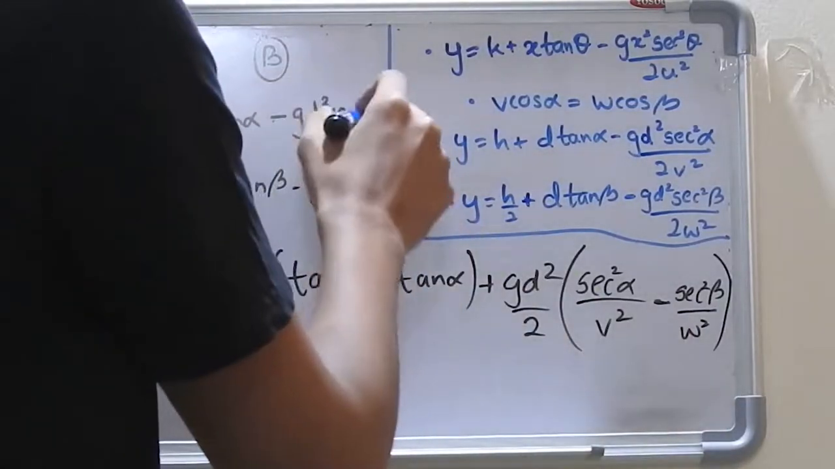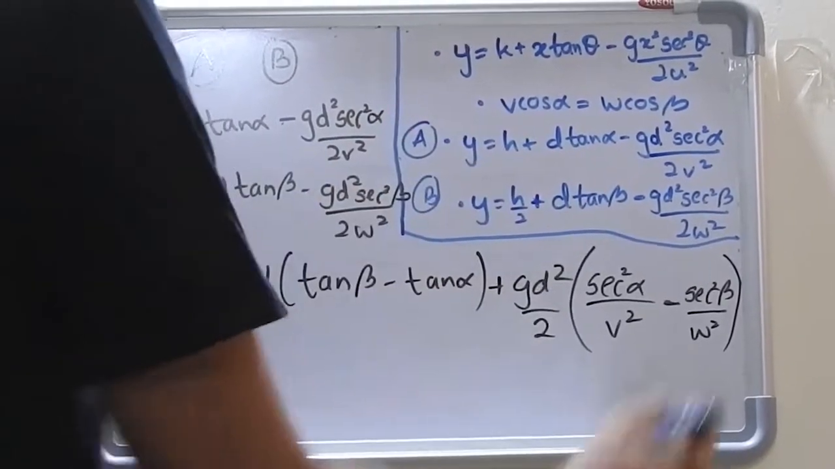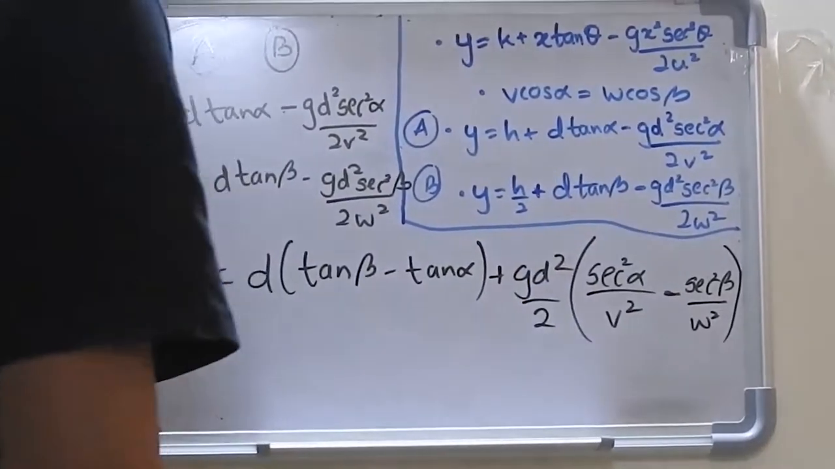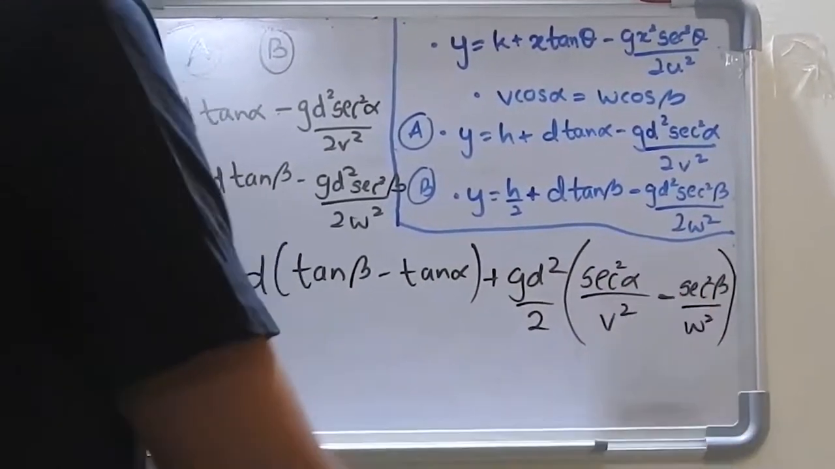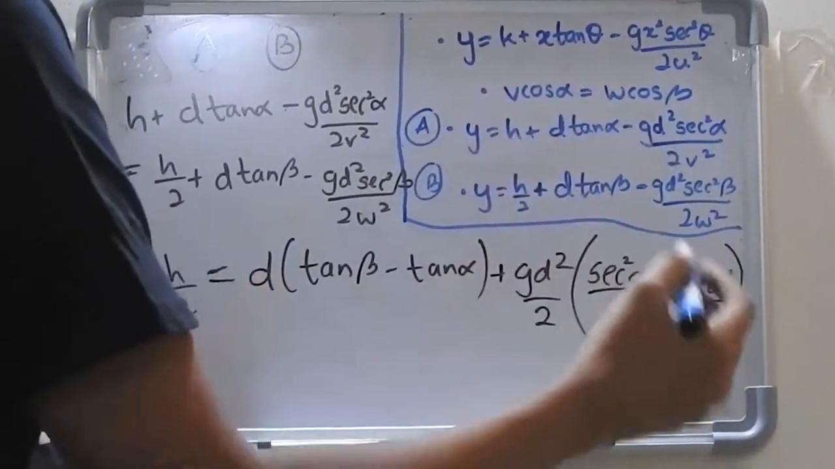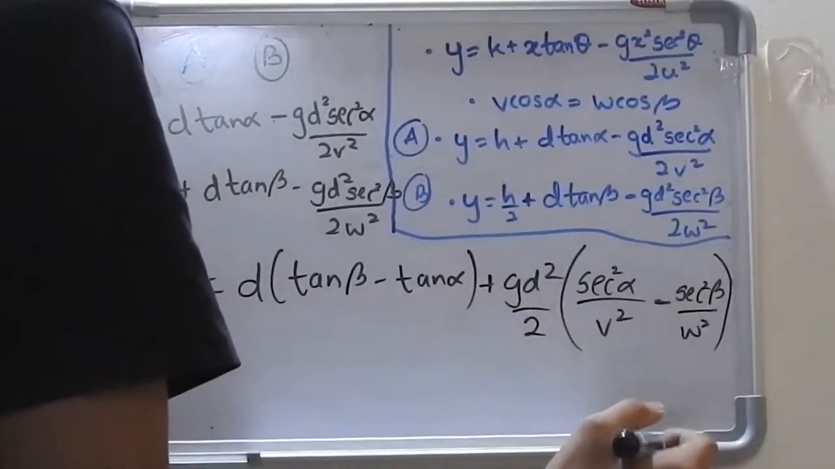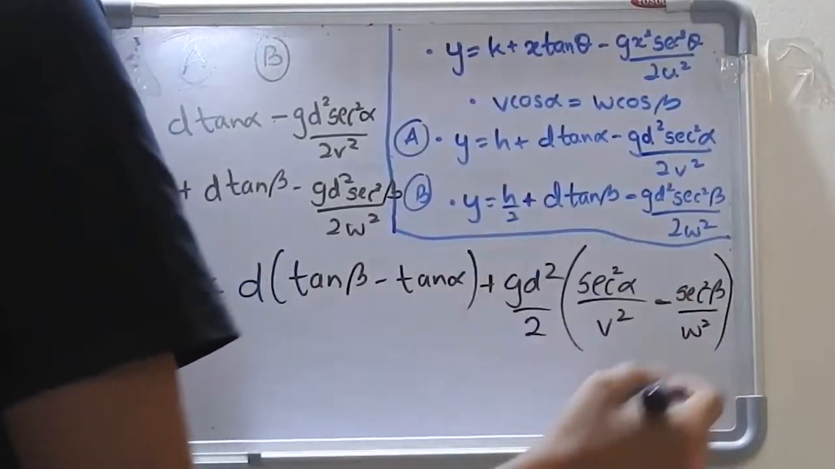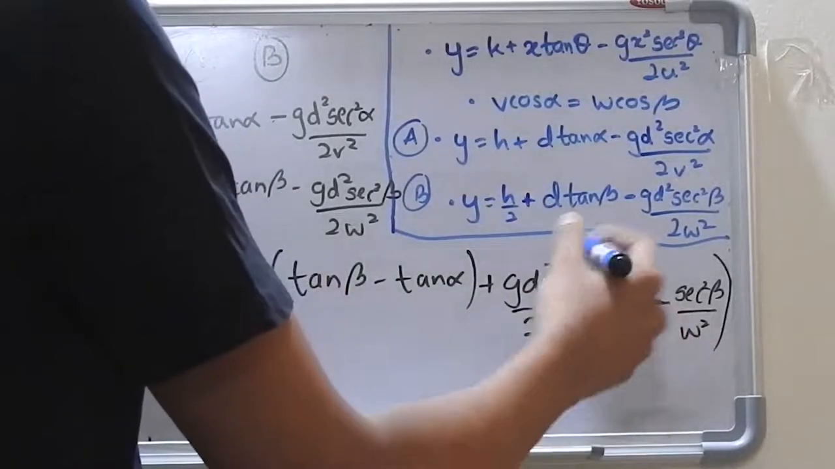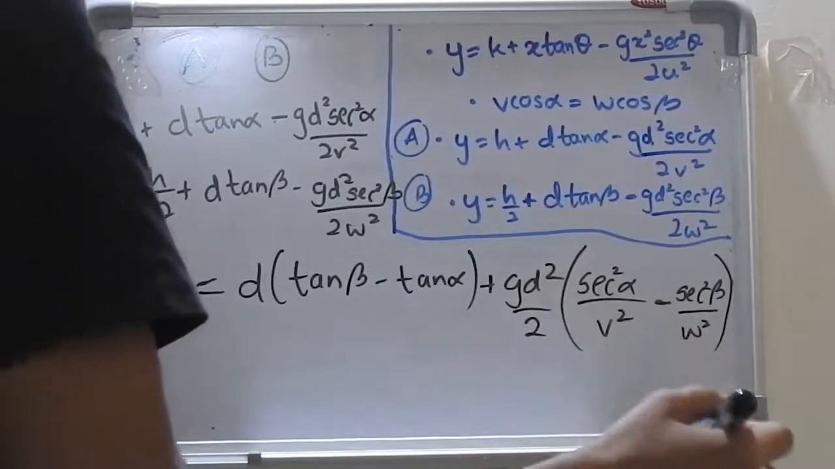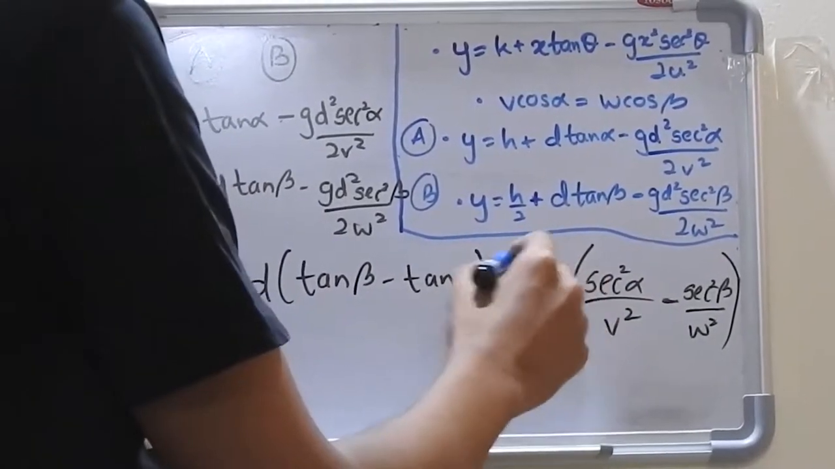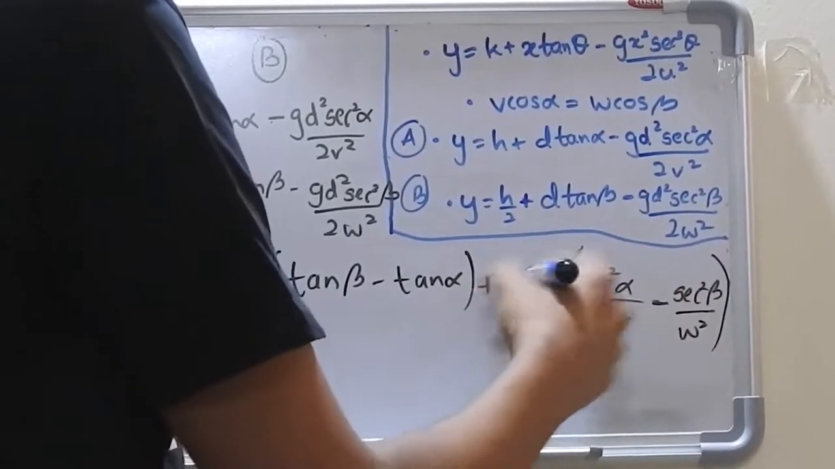Because when you take minus g d squared sec squared alpha over 2v squared to the right hand side, we can take g d squared over 2 as the common term out, and within brackets we can say sec squared alpha over v squared minus sec squared beta over w squared. So previously we proved that v cos alpha equals w cos beta. So also we can say v over sec alpha equals w over sec beta, and from that, sec alpha over v equals sec beta over w. So sec squared alpha over v squared is also equal to sec squared beta over w squared. So these two terms will be cancelled out and be 0. So when you multiply g d squared over 2 by 0, this whole term will be cancelled out.